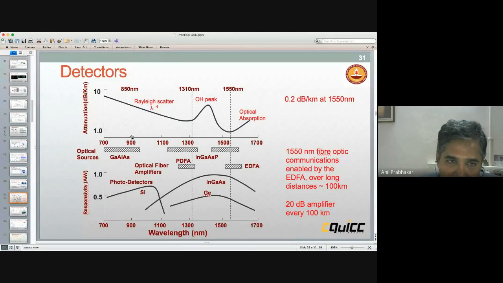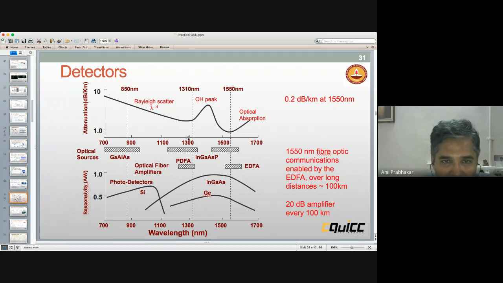So traditionally, when fiber optics first started, people used 850 nanometers because they had optical sources made of gallium aluminum arsenide. But the loss was very high. And when we say it is very high, we say that this is about, let us say, 7 decibels per kilometer. 7 decibels per kilometer seems like an arbitrary number, and I'll talk to you a little bit about those arbitrary numbers in a bit.